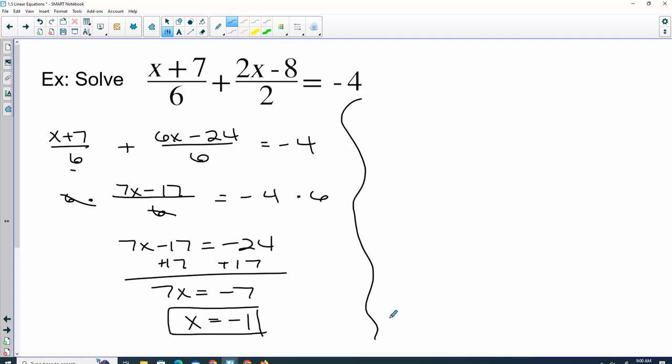Is that what everybody would have done, just getting a common denominator? I mean, we've kind of done that before when we were dealing with those rational functions. We got common denominators and put them together. So that's a pretty logical first step. Another option, if I'm looking, what is the least common denominator between 6 and 2?